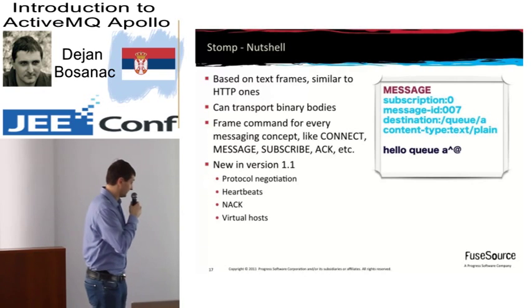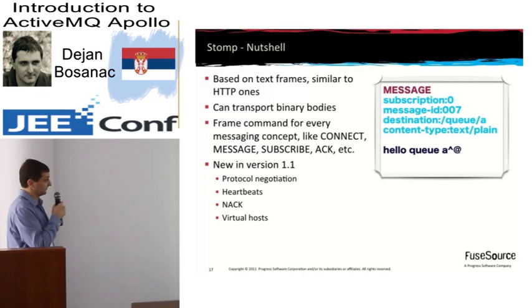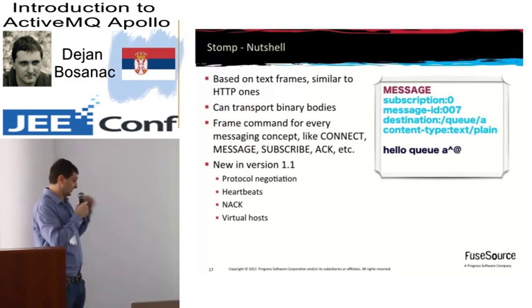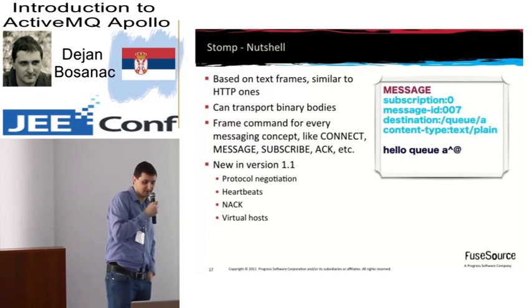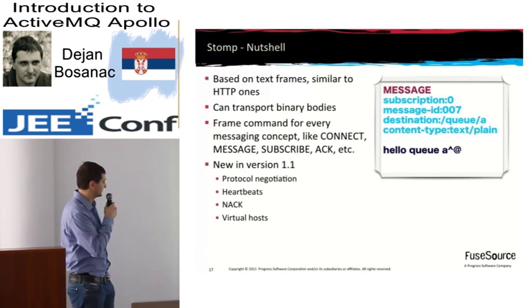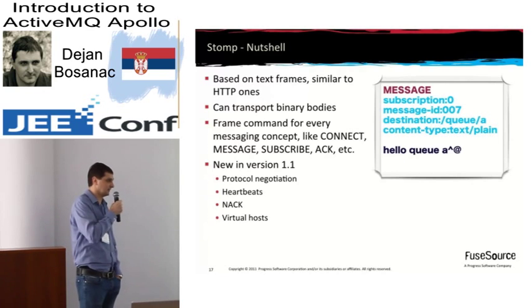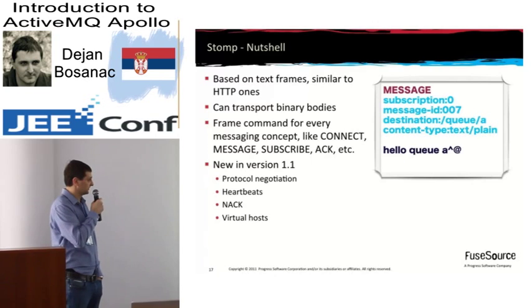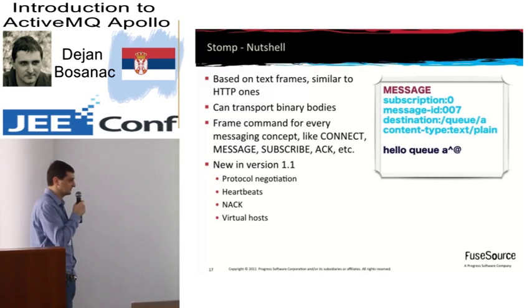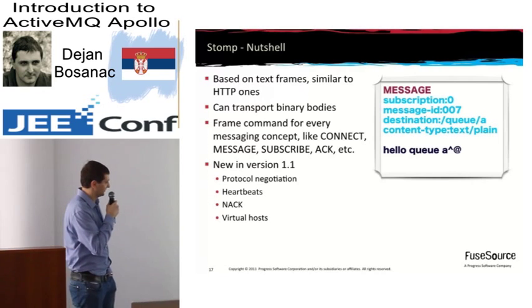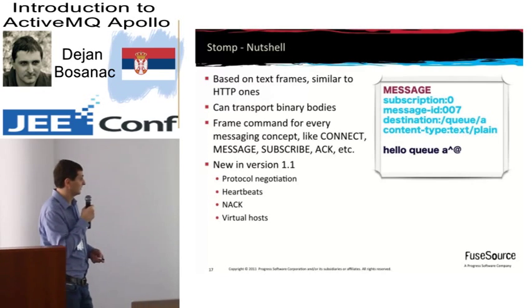In 1.0, the first version of the protocol, we saw some things that we needed to add. That's why we worked on the 1.1 version of the protocol, which provides a few extra features, like protocol negotiation, sending heartbeats between clients and brokers so that we can be sure that the connection is still alive, NACKing a message, meaning that we specifically don't want to process this message, and support for virtual hosts, meaning that a single broker can operate on multiple hosts, similar to a web server.